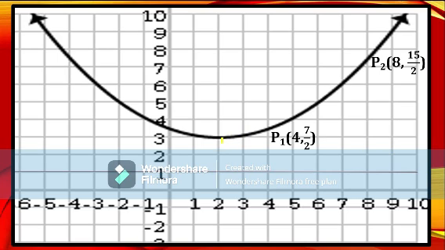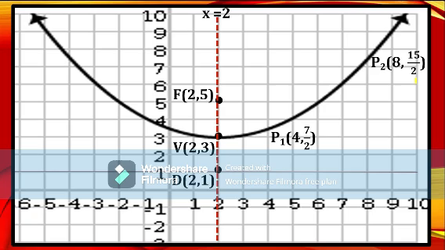So we have here the vertex. This is the point (4, 7/2), then (8, 15/2). This is the vertex (2, 3), this is the focus (2, 5), and this is the directrix (2, 1). So the axis of symmetry is vertical, x is equal to 2, and the point of the directrix here is (2, 1).